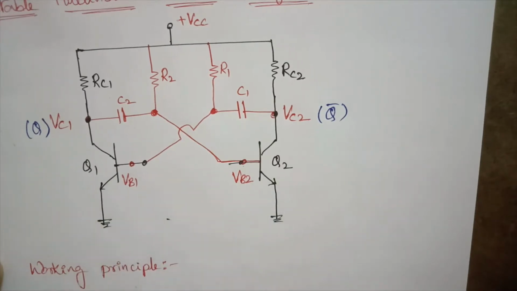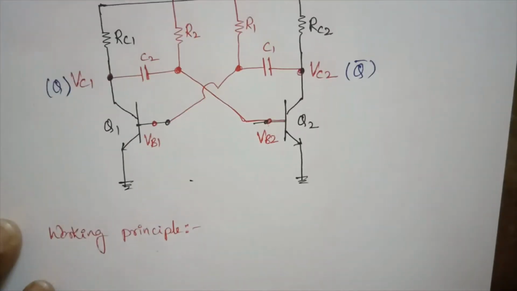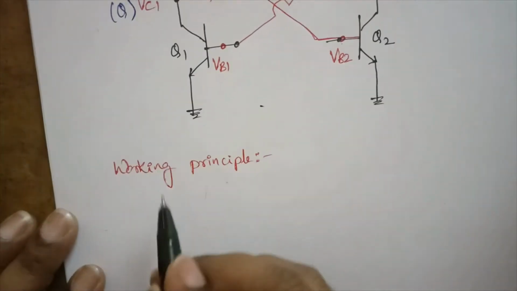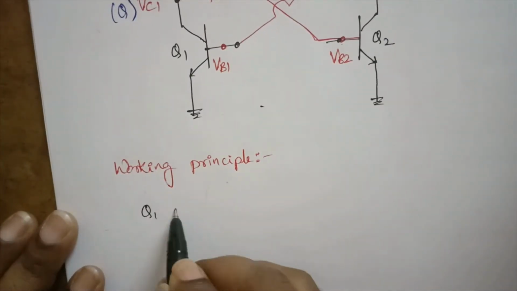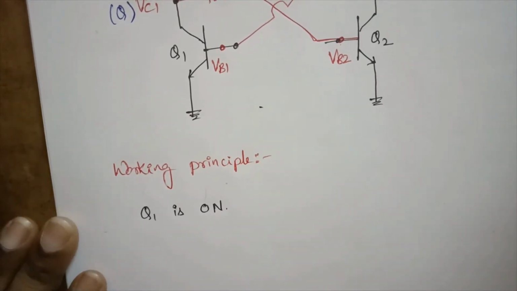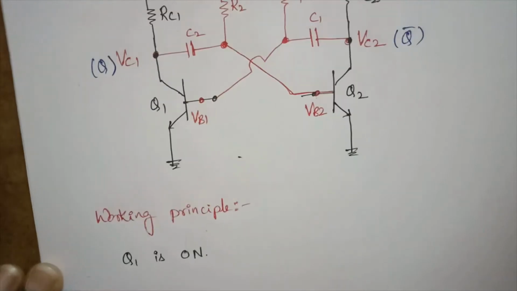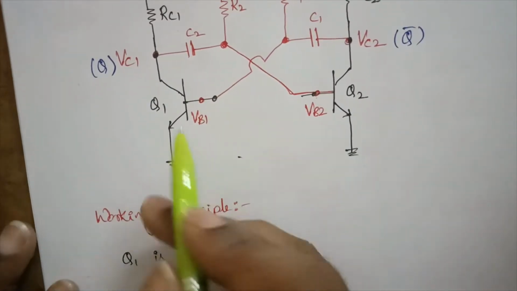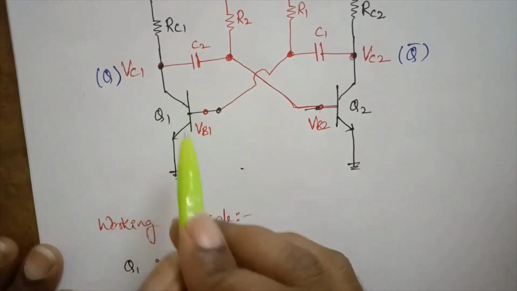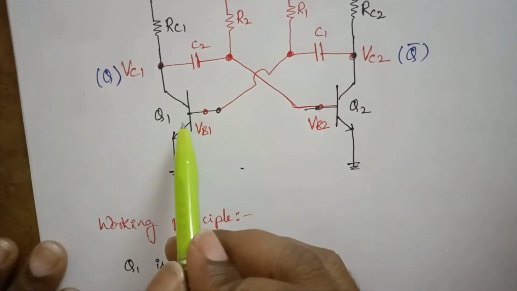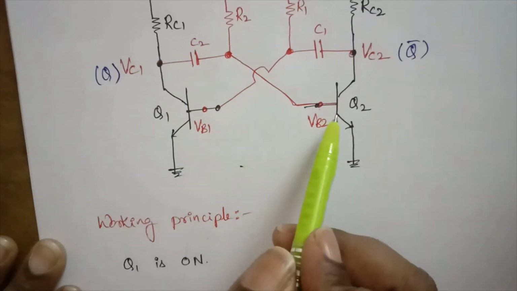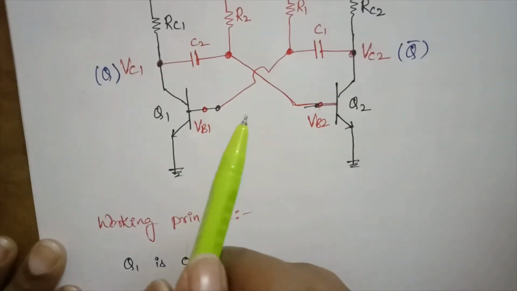For the sake of explanation, I first assume that Q1 is on. When Q1 is on, what happens? One more point I need to specify here: the two transistors are operated as switches.